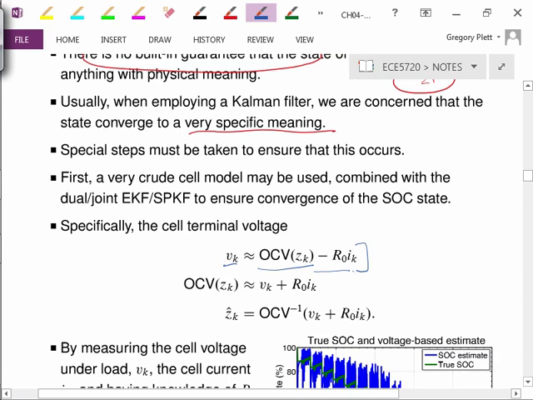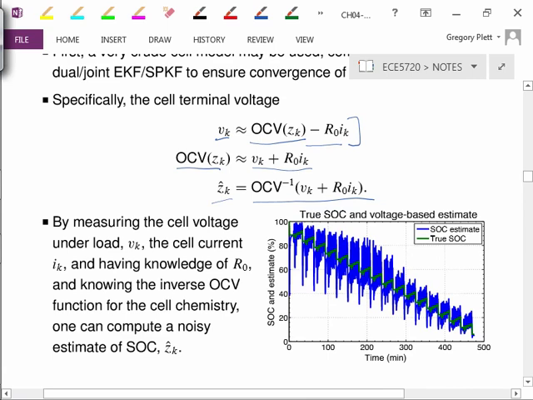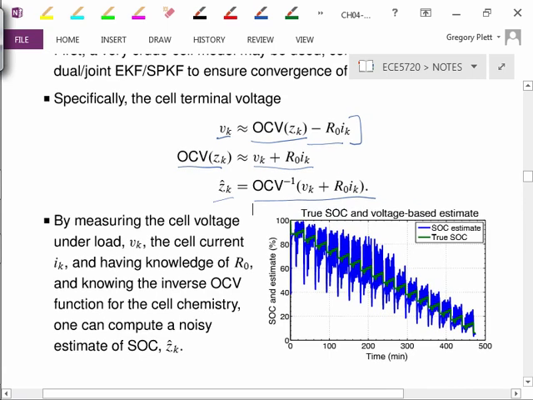So suppose we model our cell terminal voltage as voltage is about equal to OCV minus IR. Yes, we're getting rid of a lot of effects that we know about, but this is just a very simple model with very few inputs. I want something simple and crude here. I solve for OCV. OCV equals V plus IR, and I do the inverse of the OCV function on both sides to say that a noisy estimate of state of charge is equal to the inverse open circuit voltage function evaluated at the voltage V_k plus IR.